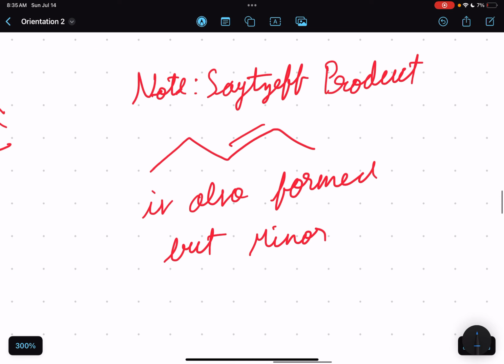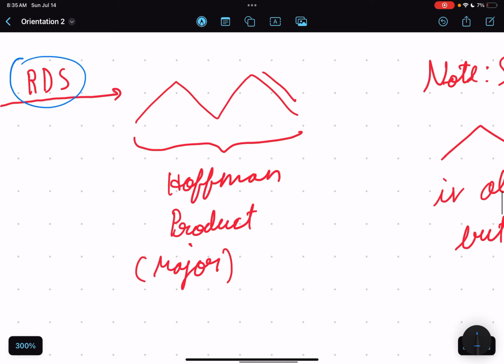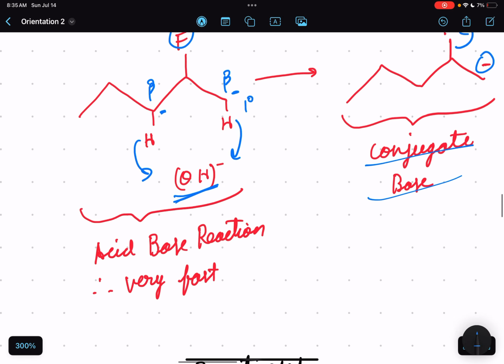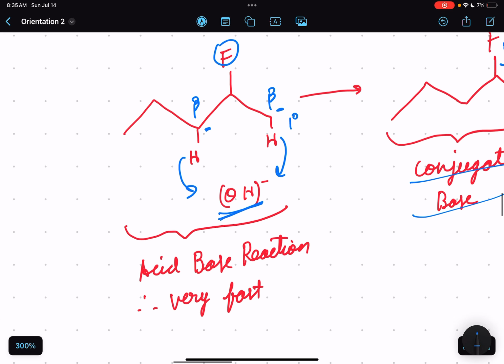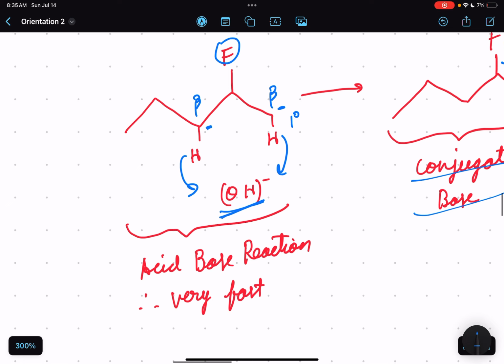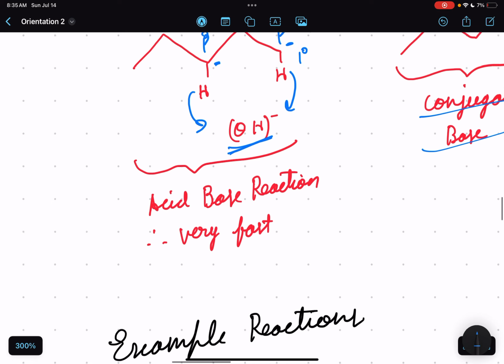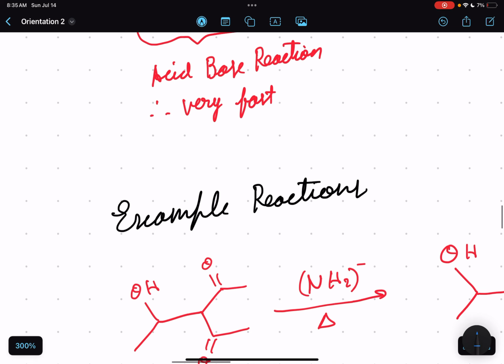Now the Zaitsev product will also form, but it's going to be a minor product. As you can see, the reason why this is the rate determining step and this isn't is because this is actually an acid base reaction. As you can see, this hydrogen is going and attaching to this OH minus. So acid base reactions are generally very fast reactions, so they are not usually the rate determining reactions.